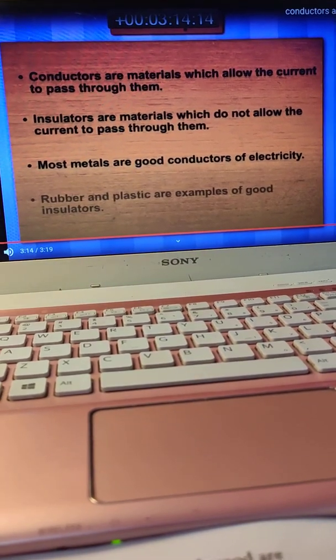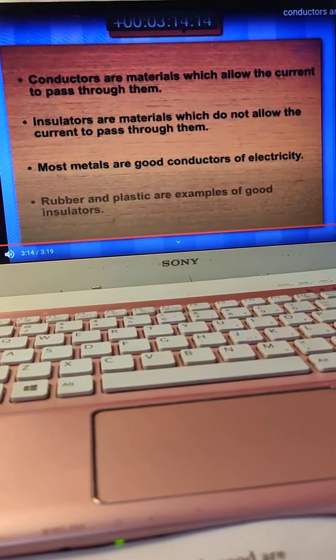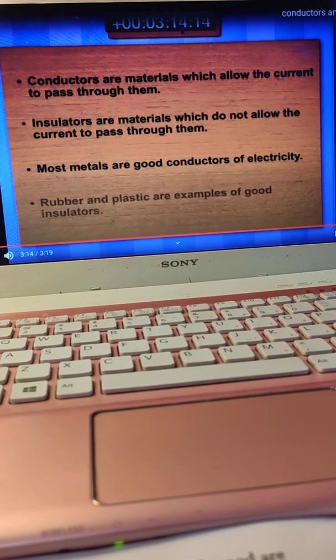Most metals are good conductors of electricity.